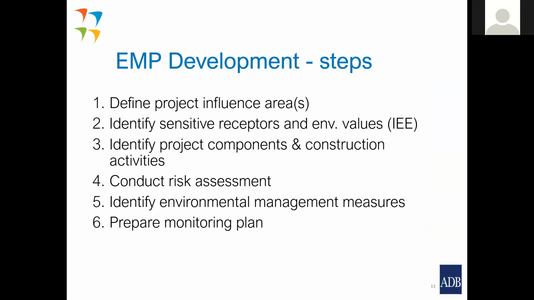So the 5 key steps in developing the environmental management plan are: firstly, define the project influence area; secondly, identify sensitive receptors and environmental values, and we'll talk about what they are soon. Thirdly, identify project components and construction activities. The 4th step, conduct a risk assessment. And then the 5th step, identify environmental management measures. And then the 6th step, which we'll be looking at next week, is prepare the monitoring plan.